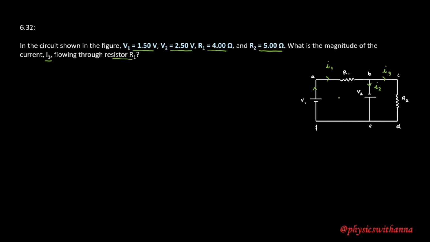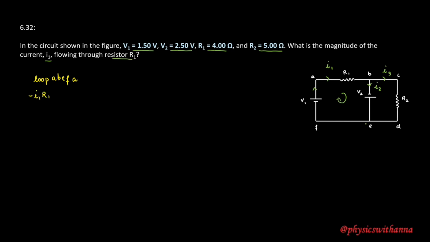So now let's start with Kirchhoff loop rule. I will show the direction of traversing. We will go in clockwise manner. Then let's apply Kirchhoff loop rule to loop A, B, E, F and back to A. When we go from A to B, we are going in the same direction as current I1. So potential drop across R1 will be negative I1 R1.